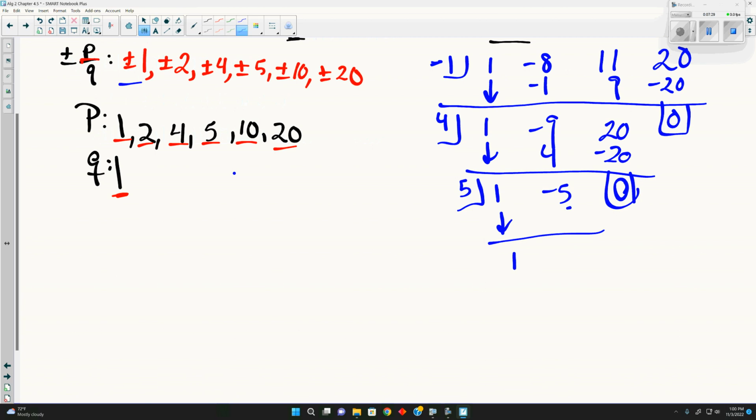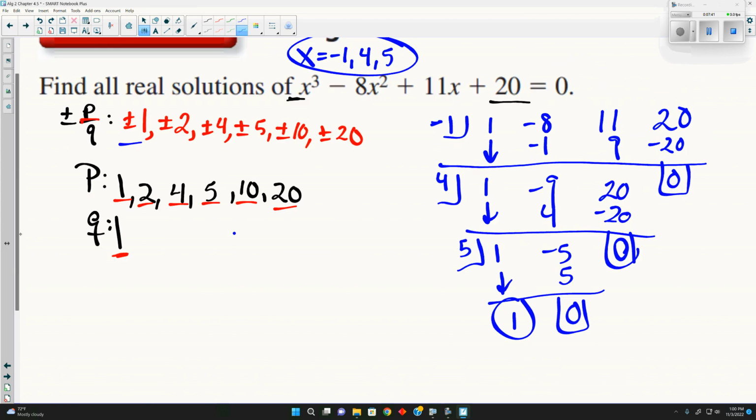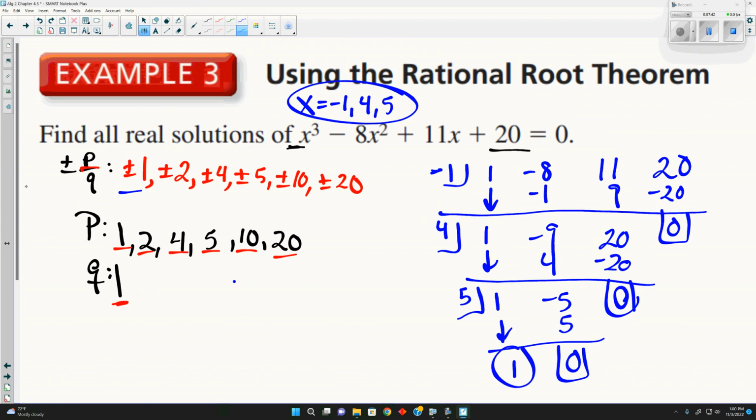5 times 1 is 5. 5 plus 5 is 0. I get another remainder of 0. Well, that just tells me I have 1 left. I have a constant 1. That doesn't mean anything. So those are our solutions.